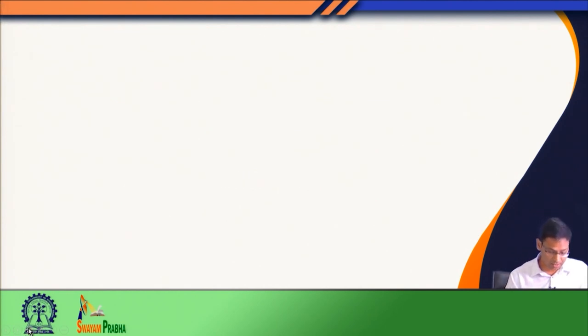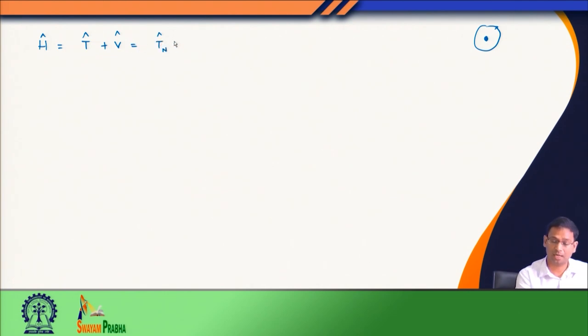Let us start by writing down the Hamiltonian of hydrogen atom. So, when I say hydrogen atom, of course, I have this picture in mind that I have a nucleus, I have an electron. So, the Hamiltonian will have a kinetic energy term, potential energy term. The kinetic energy term will have kinetic energy of nucleus, kinetic energy of electron plus potential energy.